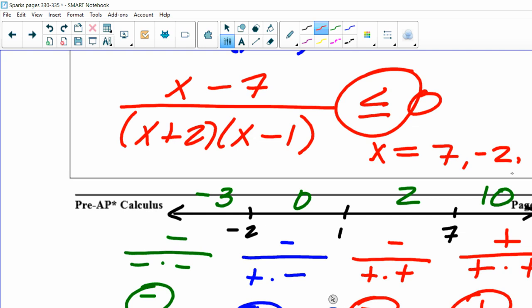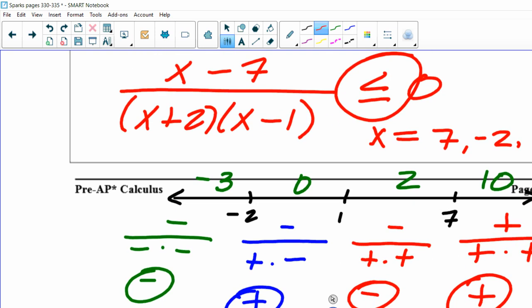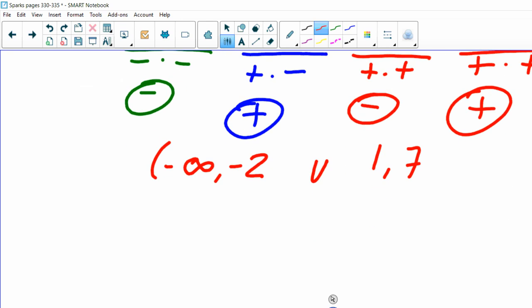Where is the graph on the x-axis? 7. Why 7? Because when x is 7, the numerator is 0, but the denominator is not, and 0 divided by not 0 is 0. What about when x is negative 2 or 1? Undefined, so those numbers will not be included. 7 will be included. Nothing else.